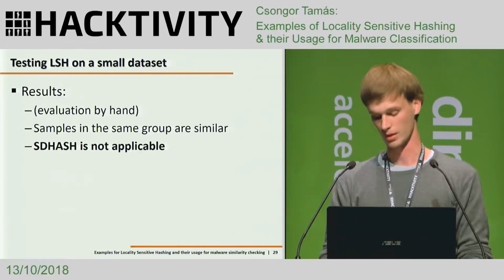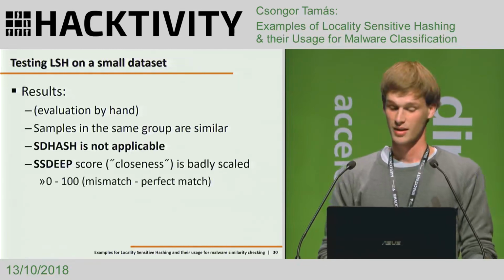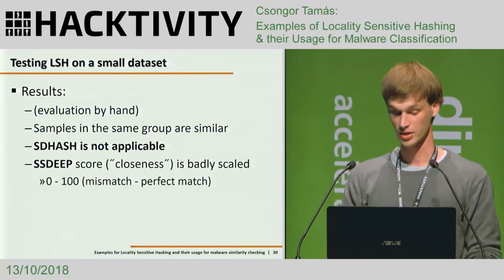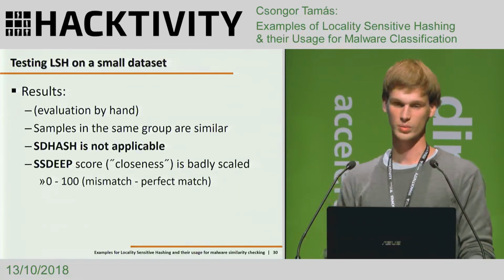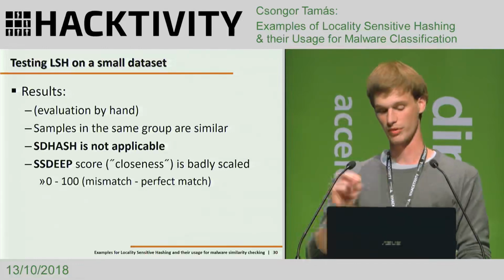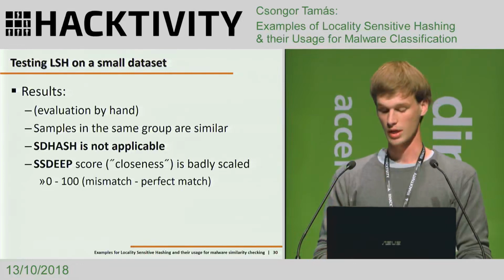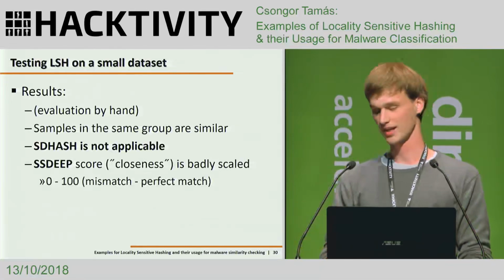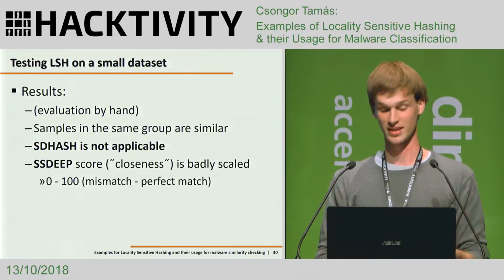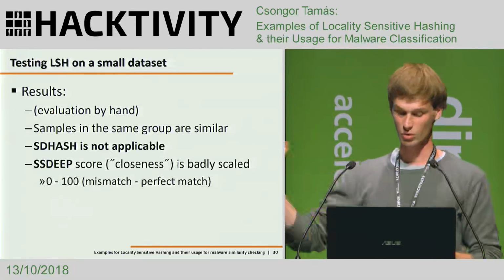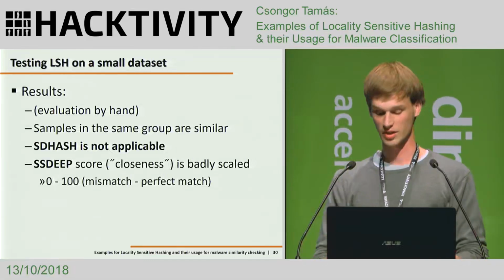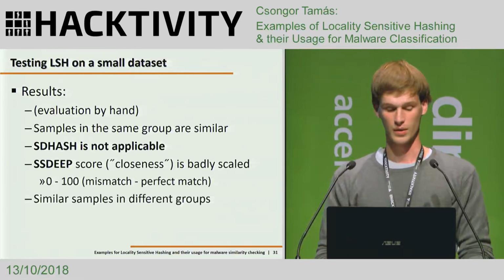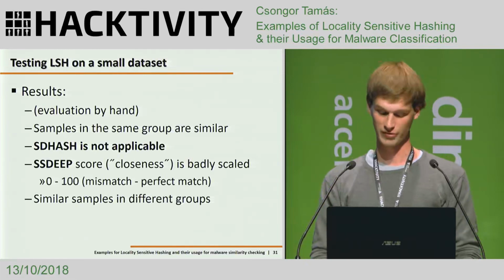Now, as I mentioned, SDHash was not applicable, it was totally wrong. Another thing I found was that the SSDeep score was badly scaled. The distance calculation in SSDeep outputs a score between 0 and 100, where 0 equals a mismatch and 100 equals a perfect match. Now I found that if the score was 1, then we could be like 70% sure that this similarity was correct. So we do not have the range to define the threshold between 0 and 100, because a score of 1 means similarity in most cases. And there were similar samples in different groups.